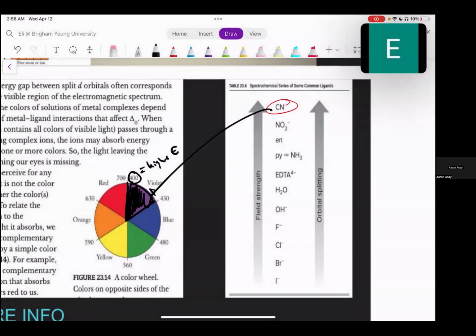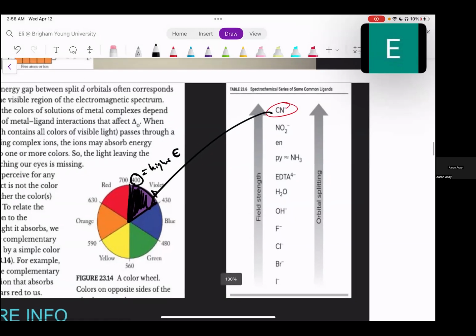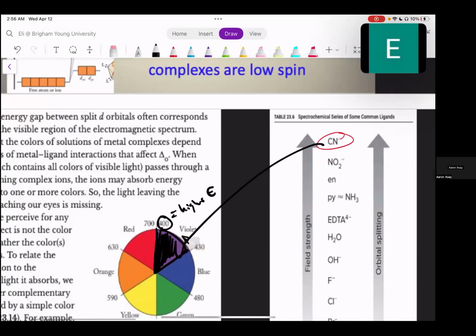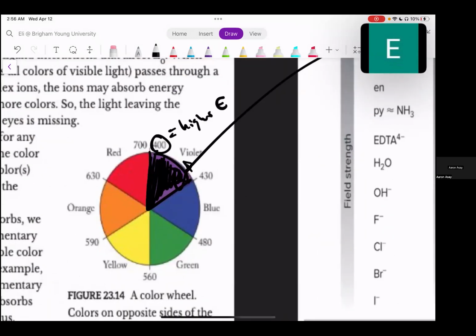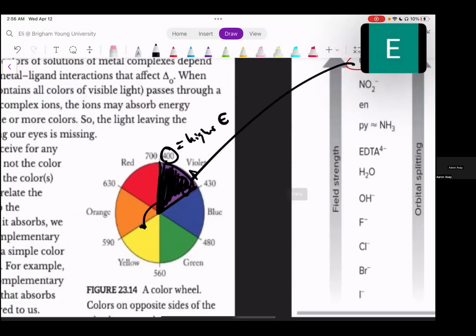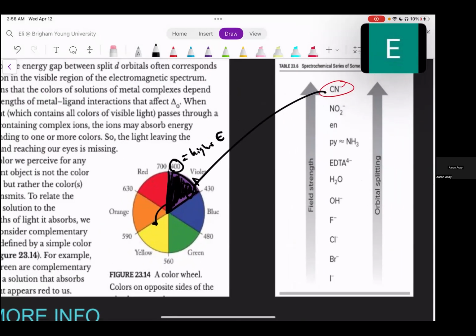sorry, I said frequency. I did not mean to say frequency there. The smaller wavelength, the higher frequency or higher energy. And it will be emitting. So remember, if it's absorbing whatever color it's absorbing, the one exactly opposite on the color wheel is what it will be emitting, right? So that's a good example of cyanide.